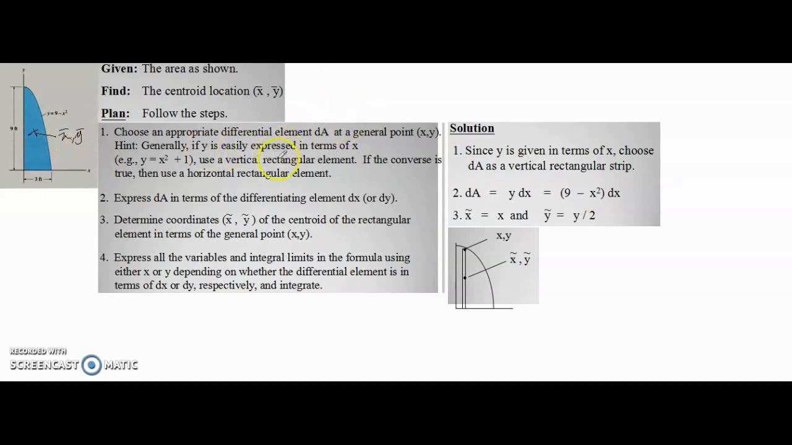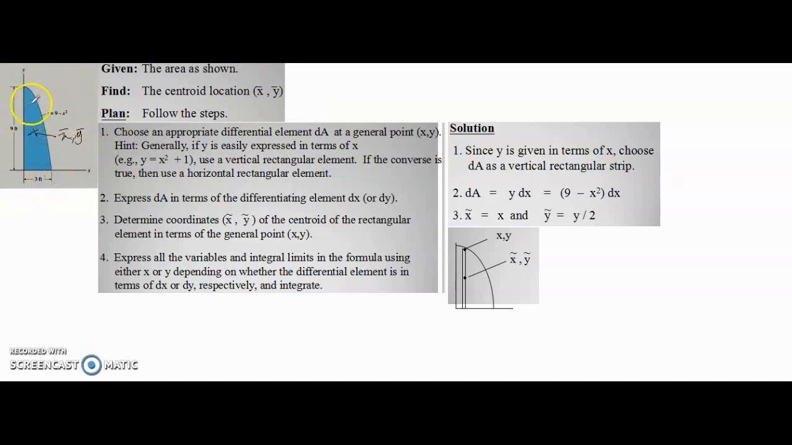Okay, so you can use the 4 steps that we already discussed in a lecture video. Apply all the steps to solve this question. The first one is to choose an appropriate differential element, a differential of area at a general point xy. Because we need to find the area of the shape here, you need to do the integration.